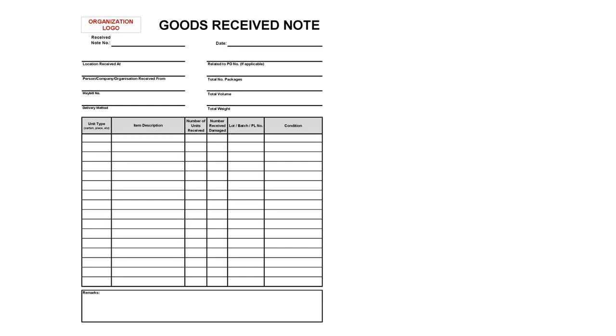In this goods received note, the buyer also must specify some things. There is a column of unit type, the item description, number of units received, number received damaged. You see, you also have to state the number of the goods that have been damaged, and we have the batch number and the condition. So that is an example of a goods received note.